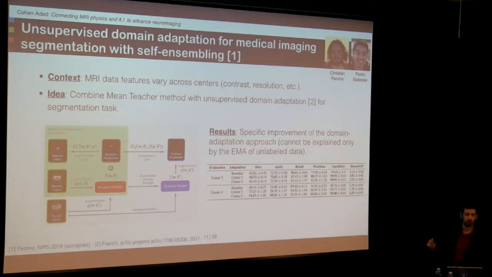In order to make sure that the improvement was not due to the exponential moving average, we also did an ablation study to basically rule out the potential effect of the mean teacher and exponential moving average approach. And you can see more details in this paper, and it's also now accepted in NeuroImage.